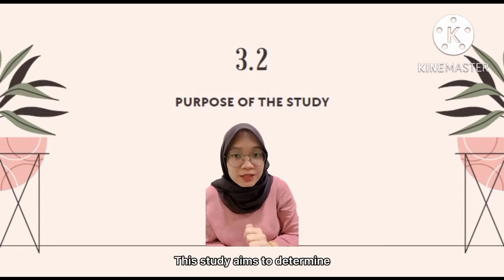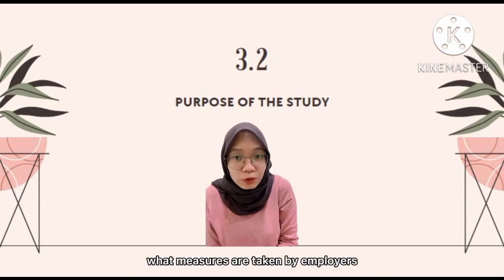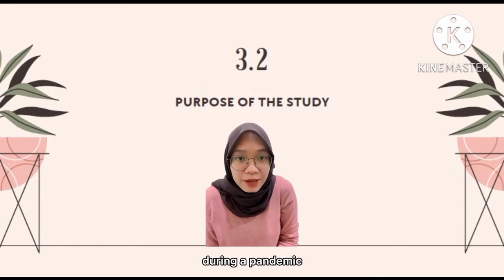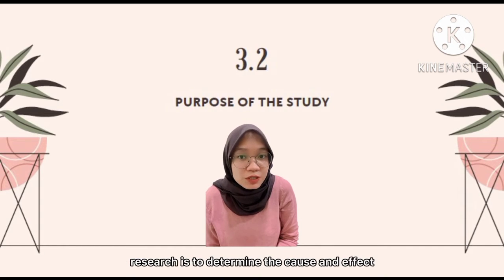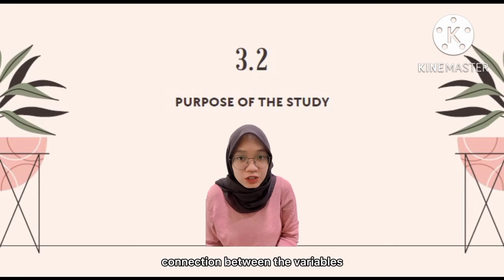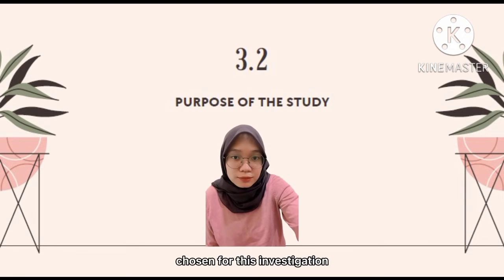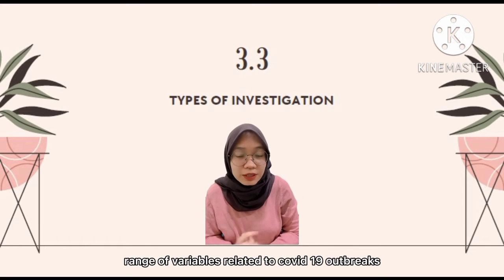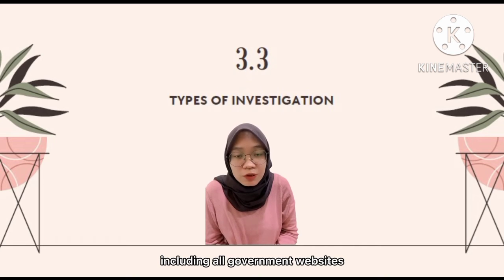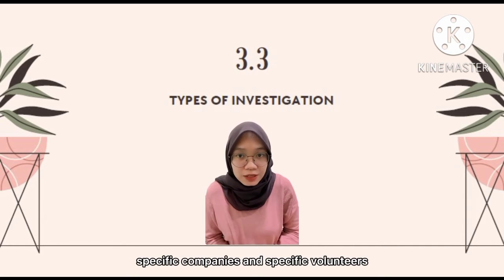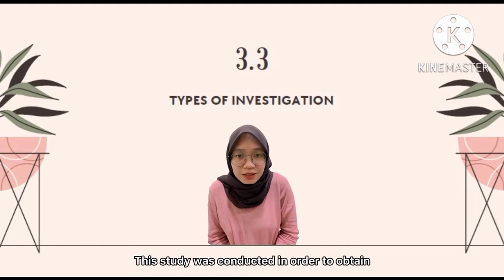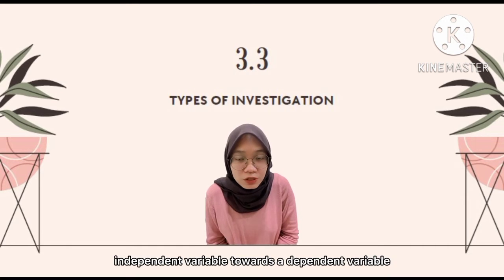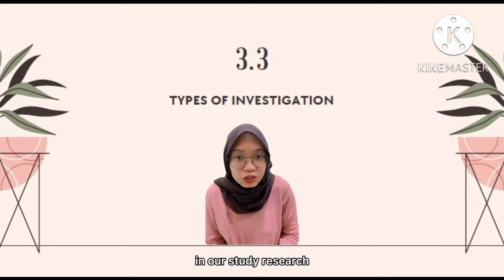Purpose of the study. This study aims to determine what measures are taken by employers to maintain the safety of workers and what are the challenges faced by workers during a pandemic. The purpose of the causal or relationship research is to determine the cause and effect connection between the variables chosen for this investigation. Types of investigation. This study looked at a wide range of variables related to COVID-19 outbreaks, including all government websites, local authorities, specific companies, and specific volunteers. This study was conducted in order to obtain a proper and accurate result by targeting a suitable independent variable towards a dependent variable in our study research.